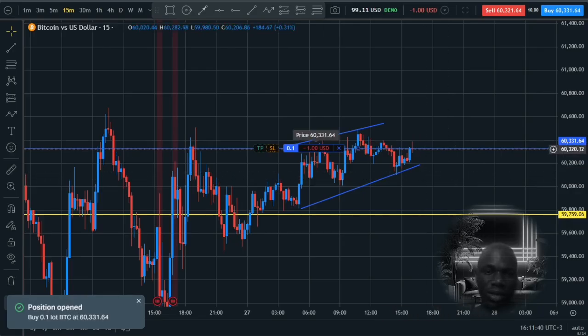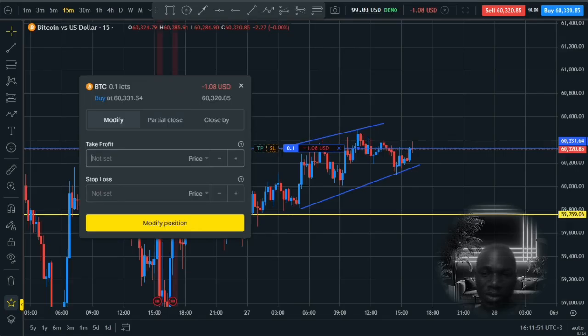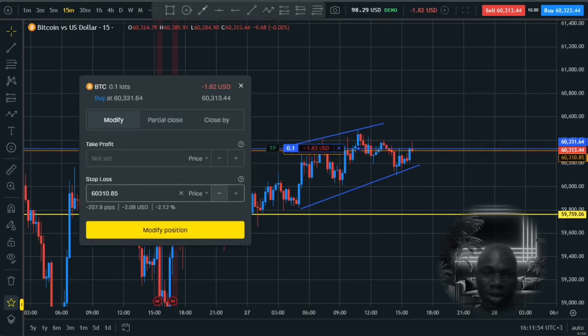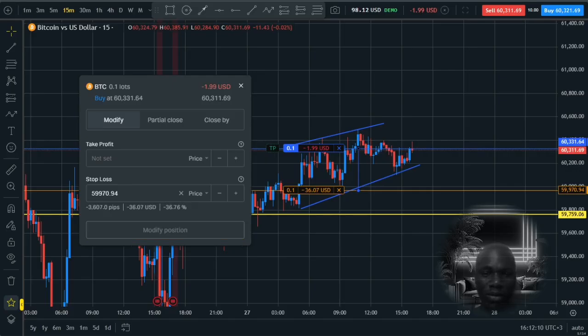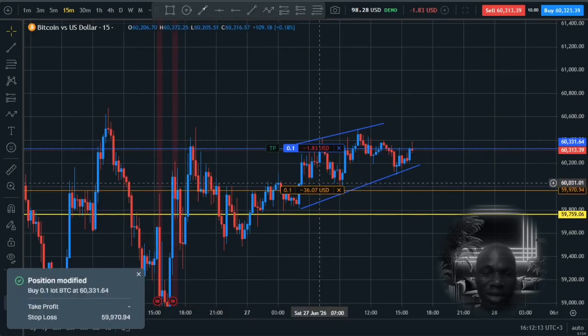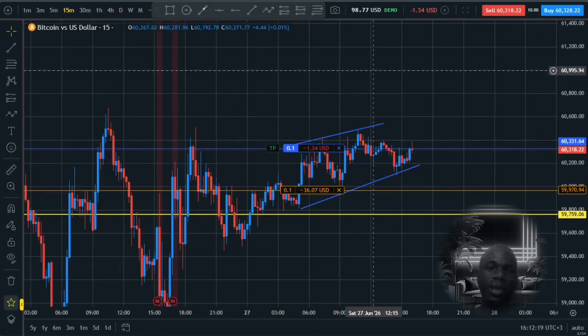Okay, so this is 0.1. Now you've taken 0.1. Remember the loss is going to be big. So the first thing is to set your stop loss. So what's your stop loss going to be? The first thing is to accept this loss. Remember, our stop loss should be below this structure here. If you put 0.1, it means that you've accepted to lose $36, because 0.1 is a big lot on a $100 account.